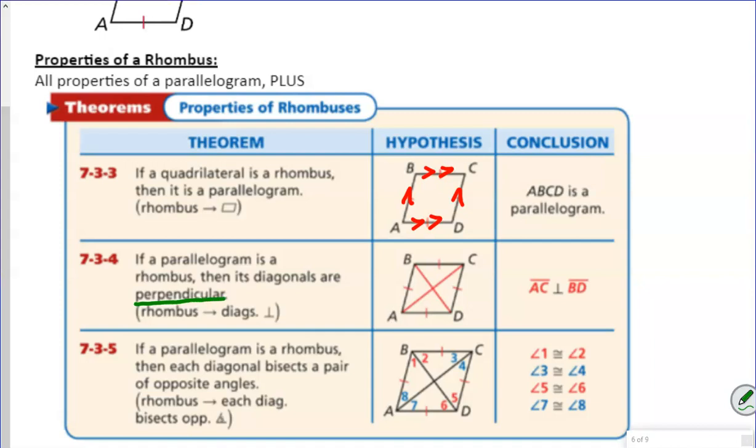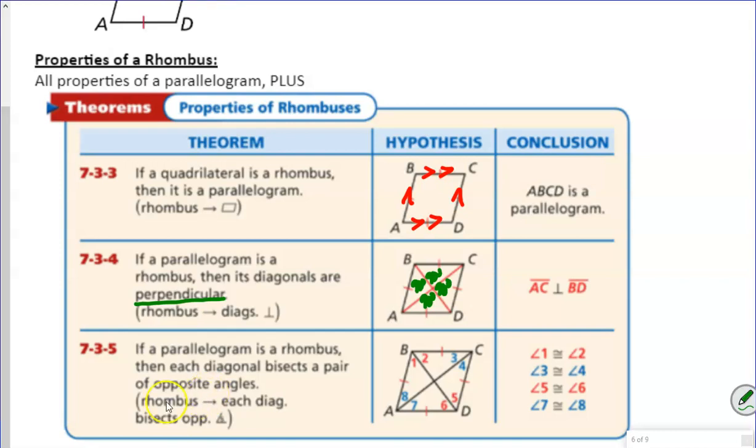Perpendicular means that they form a right angle. And honestly, if there's one right angle, then there's really 4 right angles, right? Because those 2 would form a right angle, and these 2 would form a right angle. So every one of these angles, guys, in the center here is 90, 90, 90, and 90, okay? So that's what that means when the diagonals are perpendicular, okay?